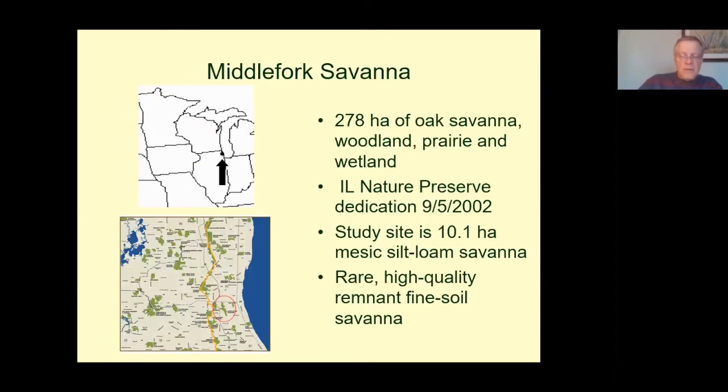Middlefork Savanna Forest Preserve is a very large site which contains 278 hectares of oak savanna, oak woodland, prairie, and wetland communities. The site was dedicated as an Illinois Nature Preserve in September of 2002. The study site is a 10.1 hectare, or about 25 acre, mesic silt loam savanna located within this larger preserve. This savanna has been considered by some to be one of the few remaining high quality remnant oak savannas on fine textured soil in northeastern Illinois, and is one of the very few high quality savannas of this type in the entire Midwest. Is this savanna still high quality? We shall see.